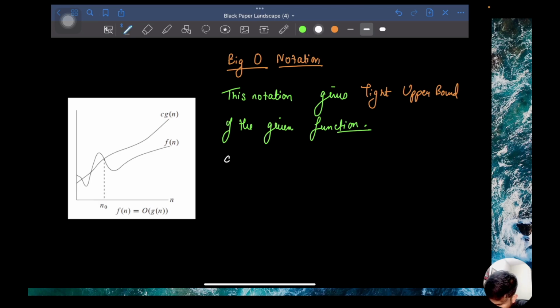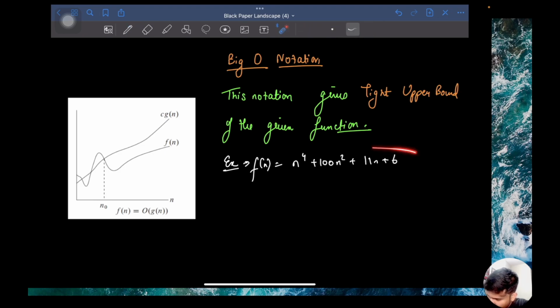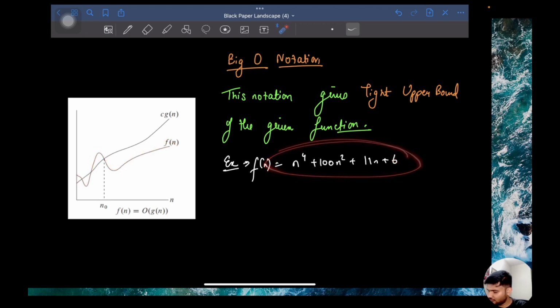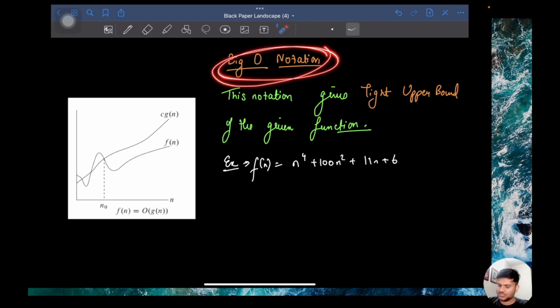Let's say, for example, you have something like y is equal to n raised to the power 4 plus 100n square plus 11n plus 6. Let's say you have an equation like this. Let's not write in terms of y. Let's say this f of n is equal to this curve, and I am just drawing it randomly.